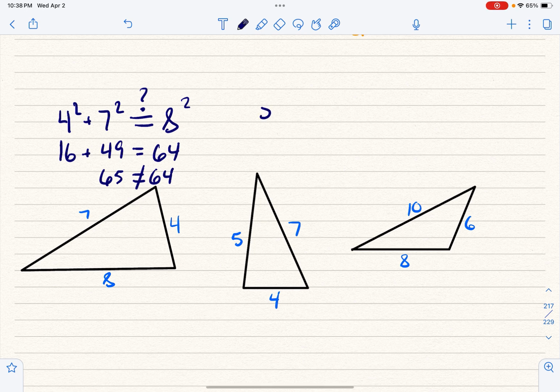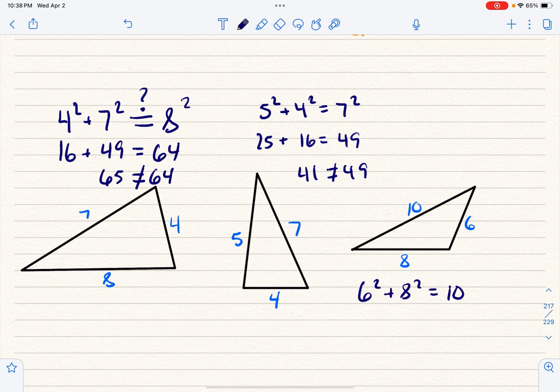You would go 5 squared plus 4 squared equals 7 squared. Now, it doesn't matter the order of these first two, just so you know. 5 squared is 25, 4 squared is 16, 7 squared is 49. 25 and 16 is 41, and 41 does not equal 49. So again, not a right triangle. And then let's try this last one. 6 squared plus 8 squared equals 10 squared. 6 squared is 36. 8 squared is 64. 10 squared is 100.